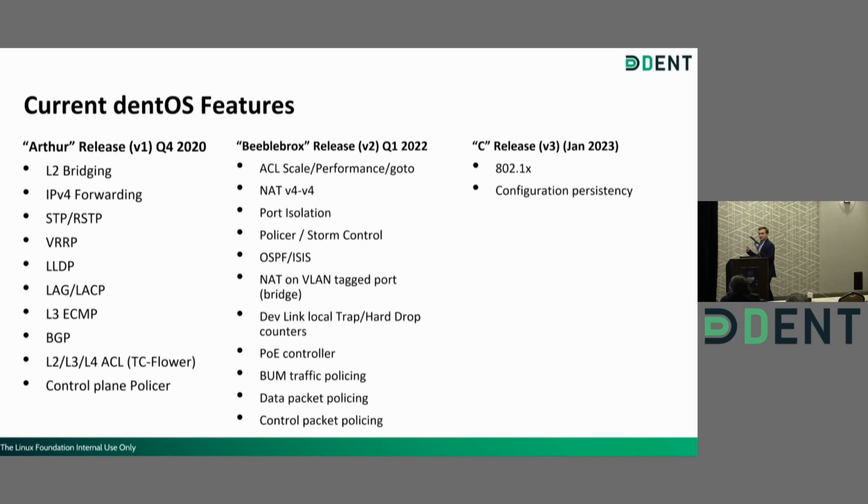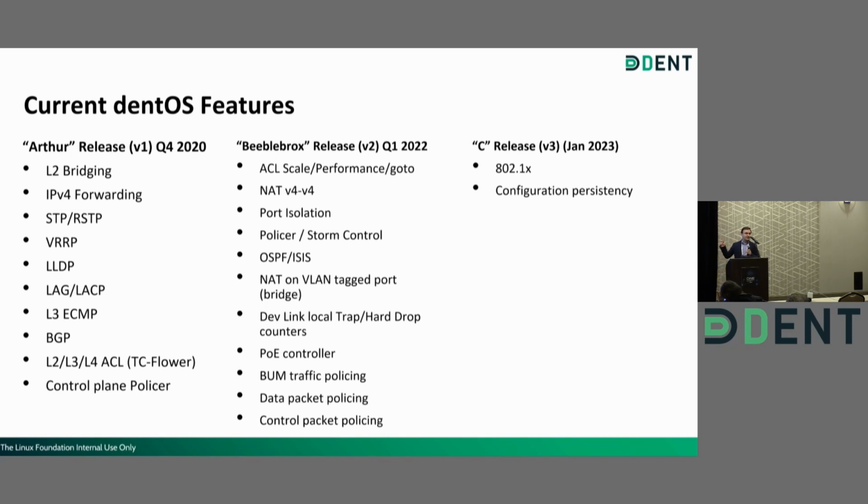On V2, we've added some improvements on the scale and performance of the ACLs and support for the goto action. Additionally, support for hardware IPv4 to IPv4 NAT. Also port isolation, the policer and storm control, OSPF and ISIS through FRR. NAT on the VLAN tagged port is basically the VLAN sub-interface on top of the bridge.